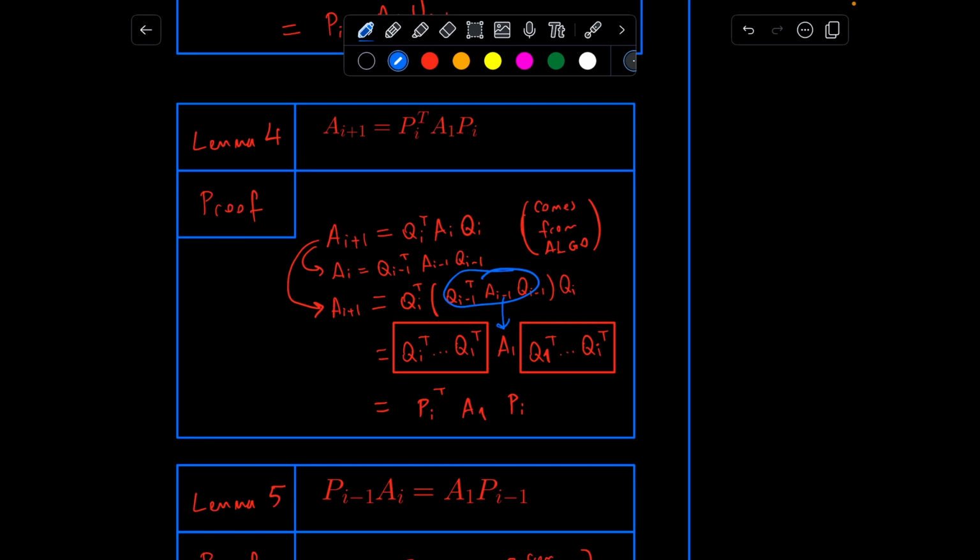This expression, we can call it A1, right? This comes from the fact that, from the definition, this comes from the similarity transformation. All right, we can continue. And again, looking at the definition of P_i and U_i, this is the expression on the right hand side.